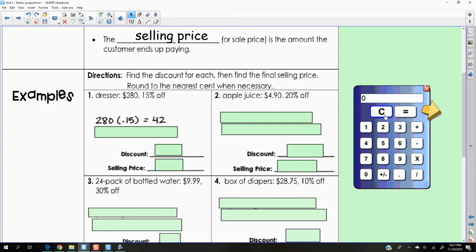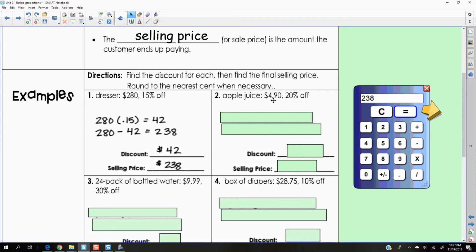Then we clear our calculator and do 280 minus the $42, and we get our sale price or the selling price. So the discount was $42 and we are now going to pay $238 for the dresser with the 15% off. All right, let's try the apple juice.